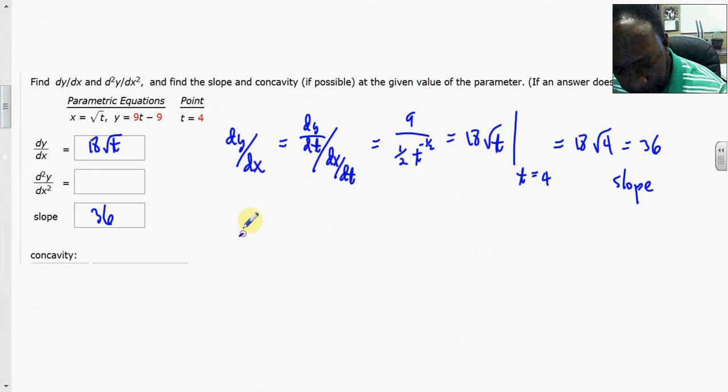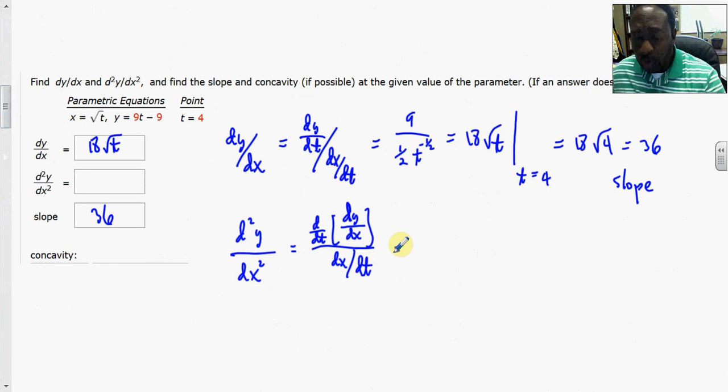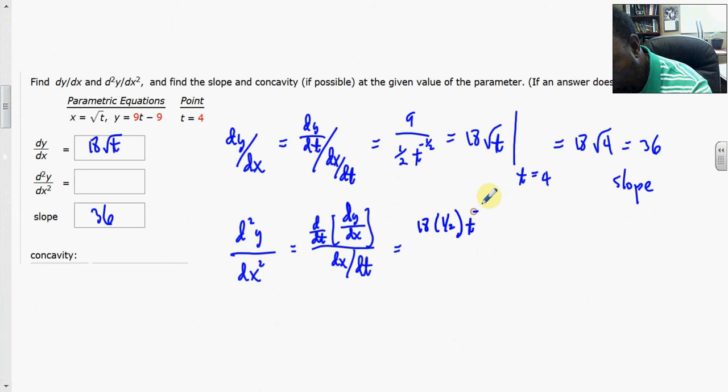The second derivative is the derivative with respect to t of the first derivative, divided by dx over dt. Well, the first derivative gave us 18 times the square root of t. This is going to be 18 times 1/2 times t to the negative 1/2. And that's divided by the derivative of x with respect to t.